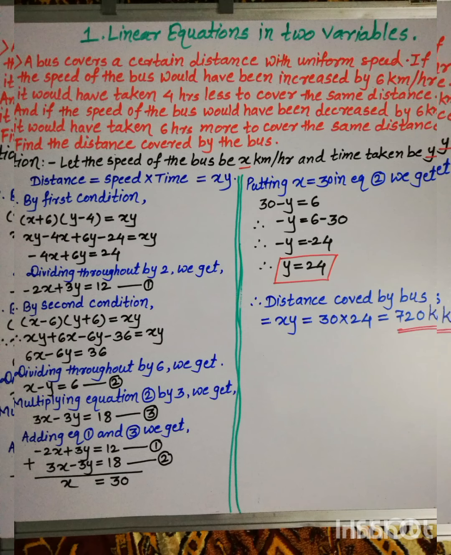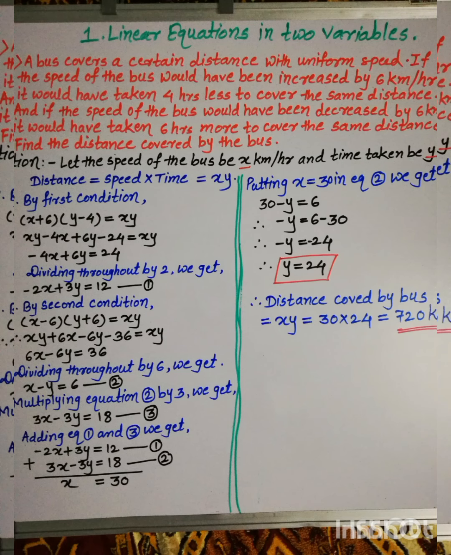Then we have two simultaneous equations, and by solving these two simultaneous equations we get x is equal to 30. So x is the speed of the bus, and after substituting the value of x in one of the equations, that is equation number 2, we get y is equal to 24.